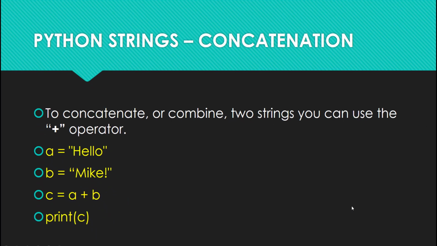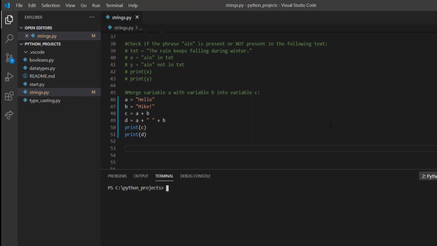Lastly, we're going to look at how to concatenate a string, or combine strings. You can combine or concatenate 2 strings with the use of the plus operator. So let's try that out. Over here we can see that the value "hello" has been assigned to A and "Mike" has been assigned to B. And we have a variable C, which is the joining or the addition of variables A and B, which are strings.